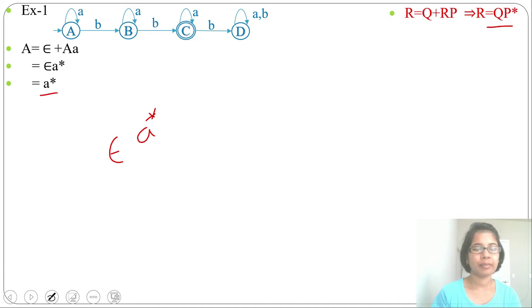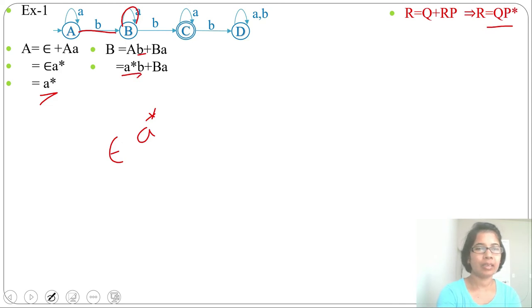Now I'll find it for B. What are the incoming edges for B? It is AB, then from BA. So B will be AB plus BA. And we got the value of A, A is A Kleene closure. Substitute the value of A here. It will be A Kleene closure, then this B, here B, then BA.